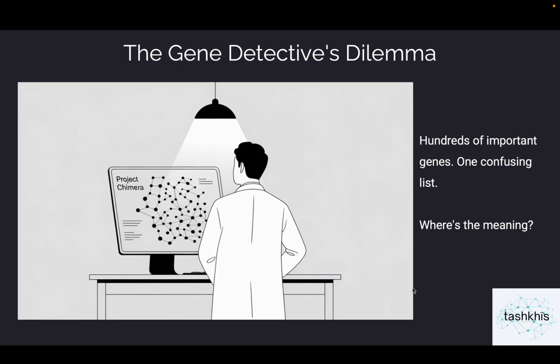Instead of staring at a jumble of gene names, they use powerful tools like pathway enrichment analysis and gene co-expression networks to uncover the hidden biological patterns in that chaos.